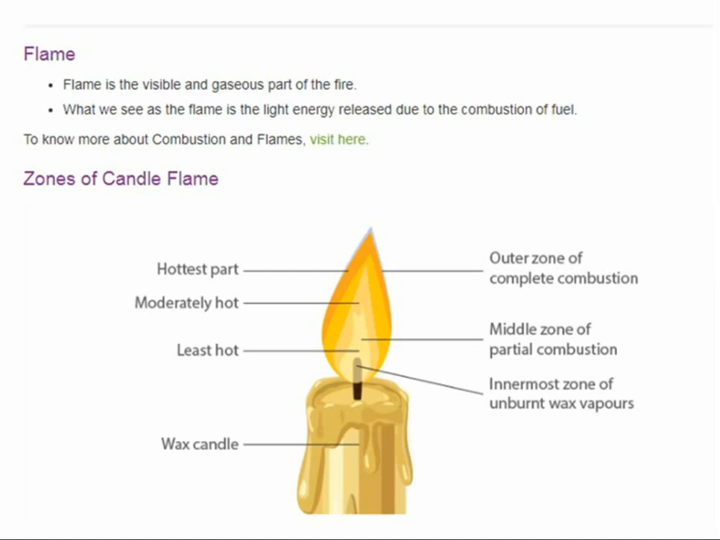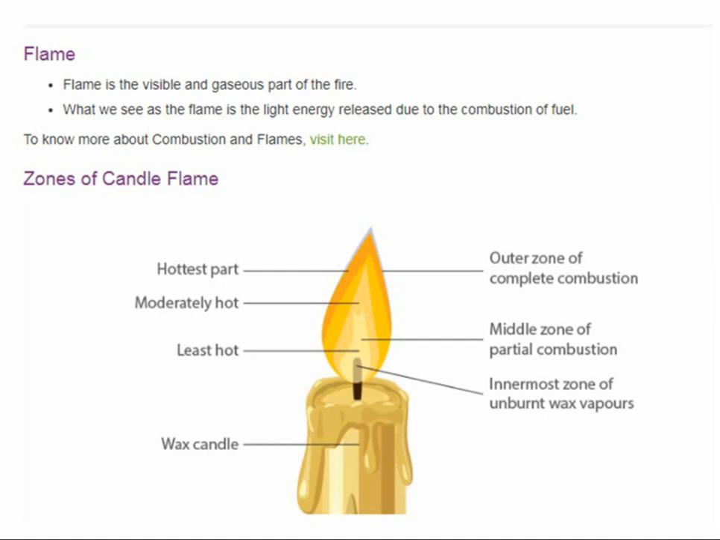So now here we have the structure. First we have the hottest part, which you can lightly see is the non-visible part. It is the hottest part, which is blue in color. Next we have the moderately hot part, which is yellow or nearly orange, and the least hot is the middle part, which is filled with unburned wax vapors.